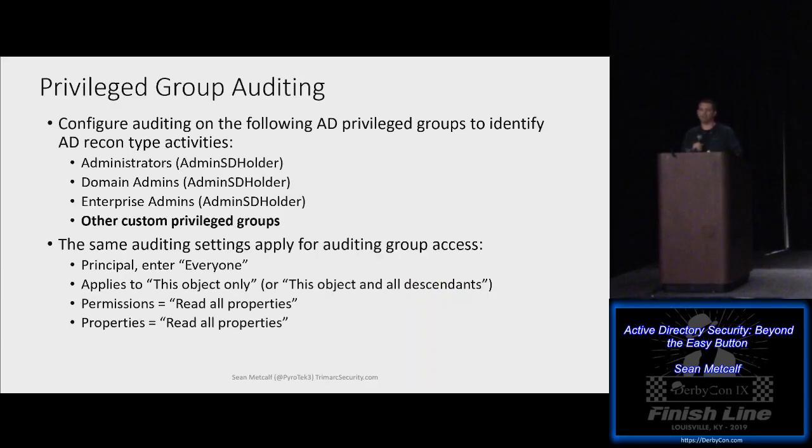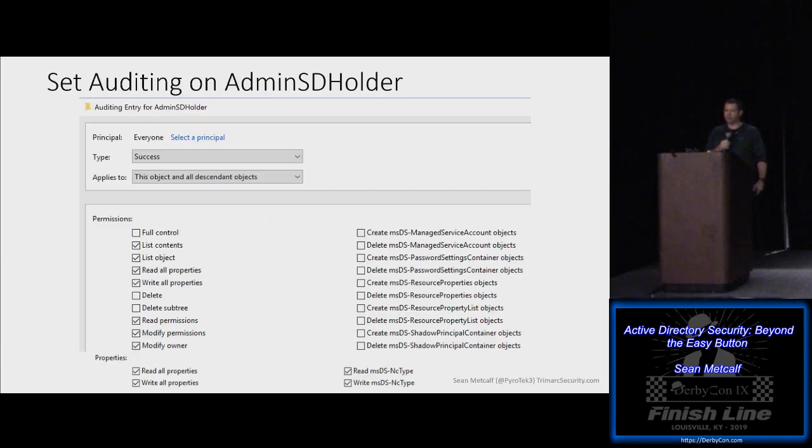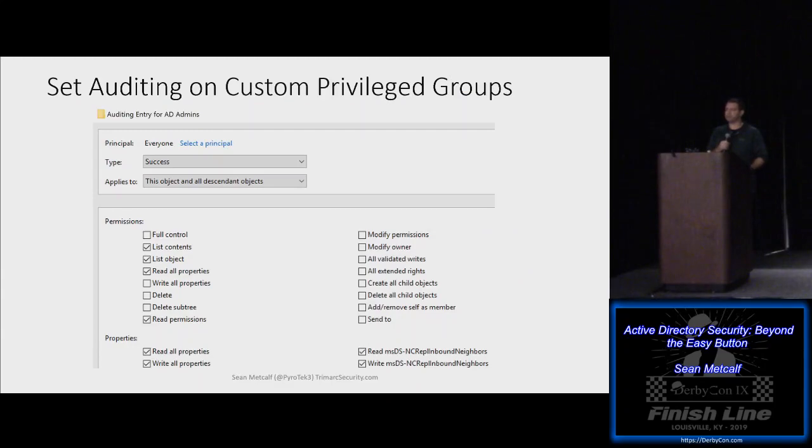So we can do the same thing, not just for our privileged groups, which are pretty much automatic when we set it on AdminSDHolder, but we want to set that on other custom groups as well. That might be interesting. And these auditing settings are pretty easy to figure out. So we want to set it for everyone. That's anyone that's connecting and looking. This object only, or you could set it to this object and all descendants, depending on what your use case is. Basically, read all properties for permissions and properties. That way you can see everything, see what's being looked at. So like I said, we can set it on the AdminSDHolder, set it on custom privileged groups.